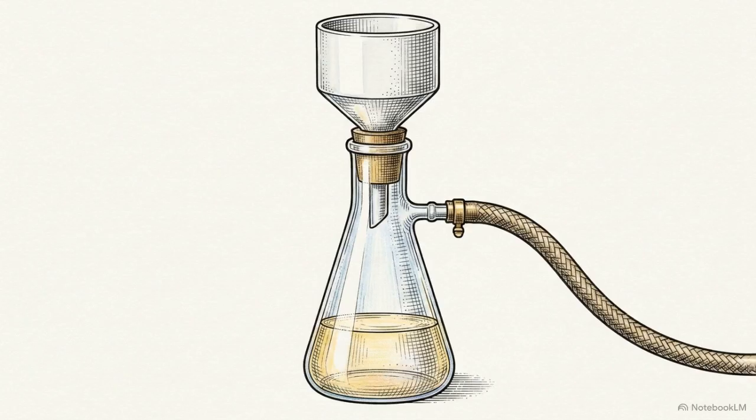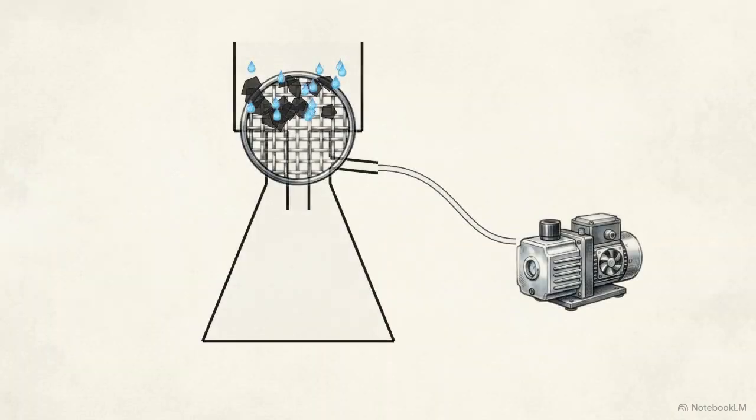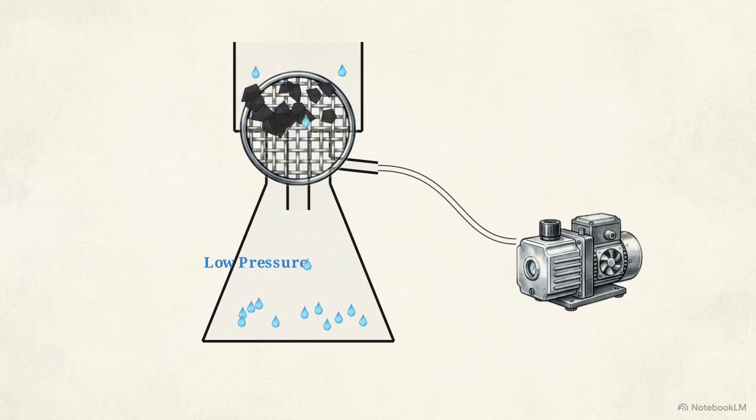To accelerate this process, chemists apply kinetic forces. Vacuum filtration uses pressure differentials, specifically a lower pressure environment in the receiving flask, to pull the filtrate through the medium at a much faster rate than gravity alone would allow.